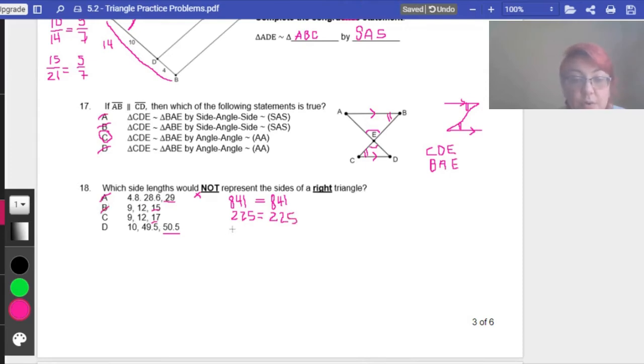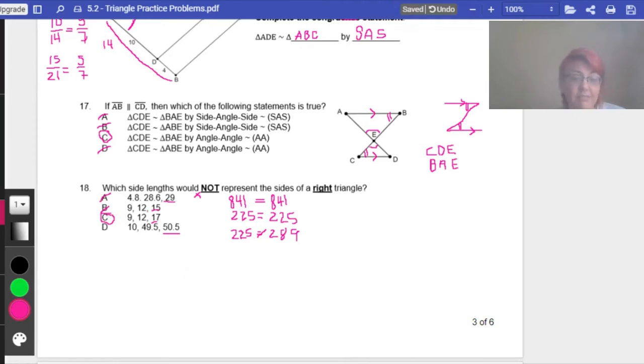A squared plus B squared, I just did 9 squared plus 12 squared, that's 225, equals, and 17 squared would be my C squared here, and that's 289. Are those equal? No, they are not. So C is not a right triangle.